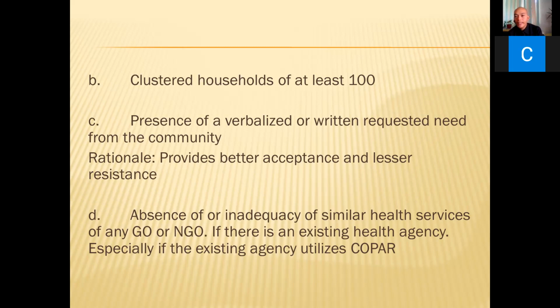Okay, so A, B, C, D. Okay, and think about your community. Okay, are your communities qualified or in need of nursing students? So yan yung mga kailangang sagutan before we deploy students or before we do the pre-entry phase and coordinate with your barangay.